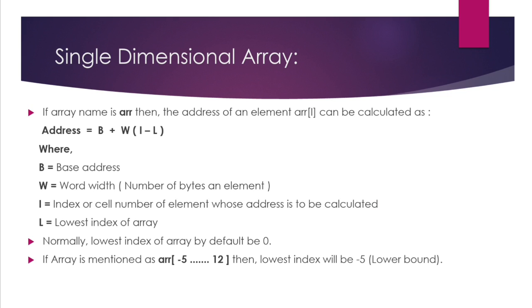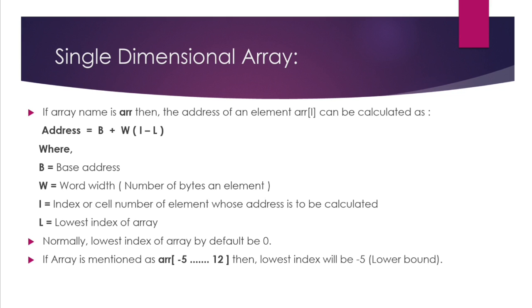Address is equal to base address, meaning the starting location of the array, plus W times (I minus L). W is the width: if it is an integer array, then the width is 4, the number of bytes an element stores. I is the location we have to find; if I told you ARR's fifth location, then I is 5. And L is the lowest index. Normally for us the lowest index is 0, because an array always starts from 0.